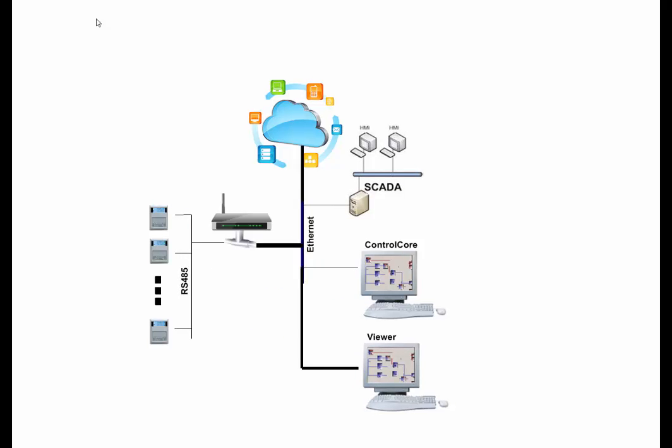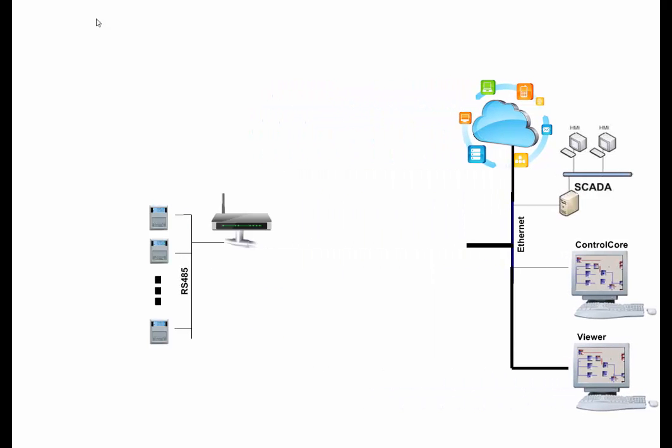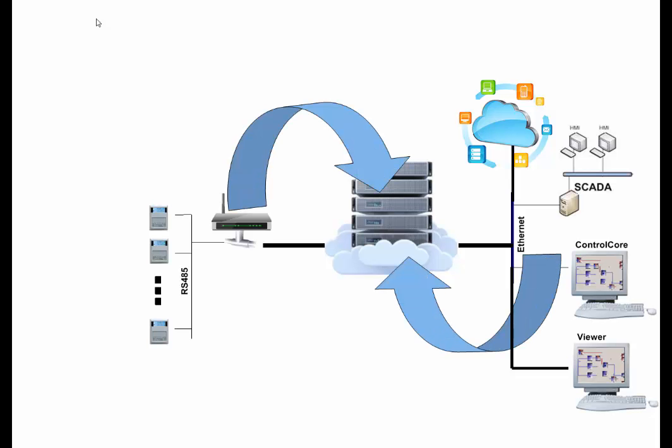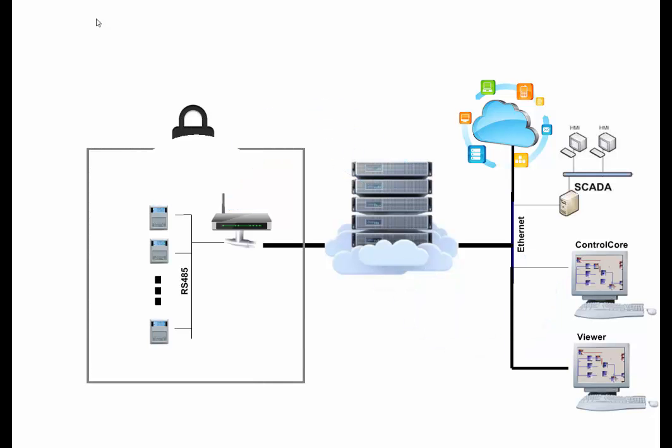We solve this problem by giving you the option of connecting to your network controller through our cloud server. When the network controller or a remote application like Control Core or viewers connect through the cloud server, they make an outgoing connection, which means you will not be required to open any ports. All you need is to provide the name and password of your network controller, and the connection is made. This keeps your network secure while providing an easy way to connect to your application.